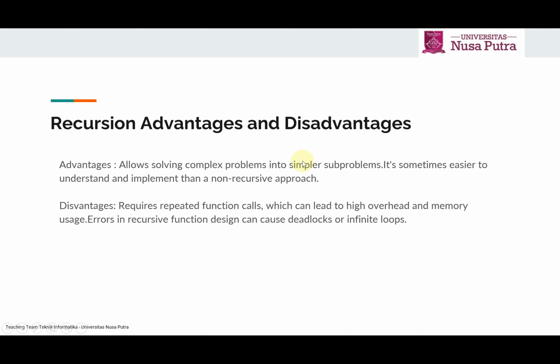And these are the advantages and disadvantages of recursion. The advantage is that it allows solving a complex problem by breaking it into simpler subproblems, so it's sometimes easier to understand and implement than a non-recursive approach. The disadvantage is that it requires repeated function calls, which can lead to high overhead and memory usage. Errors in recursive function design can cause deadlocks or infinite loops.